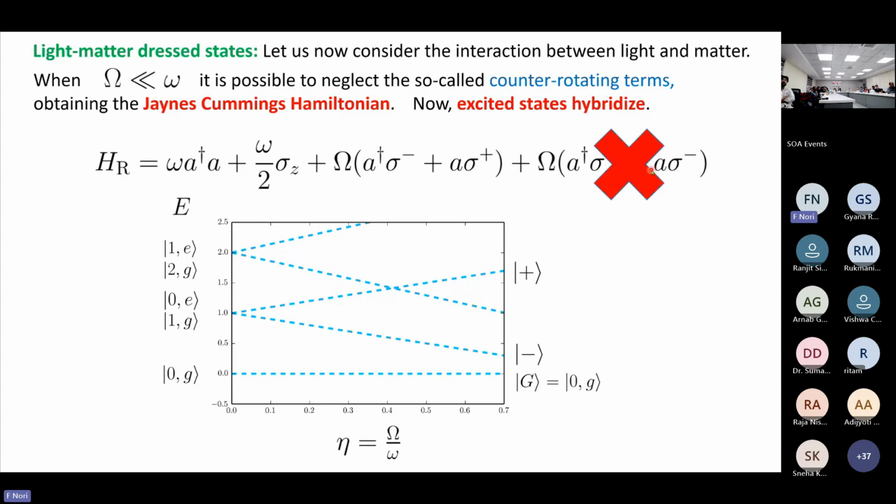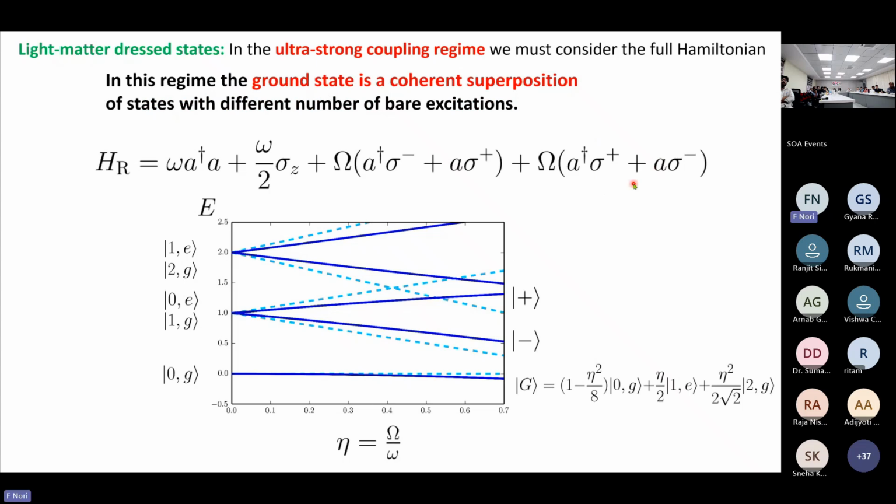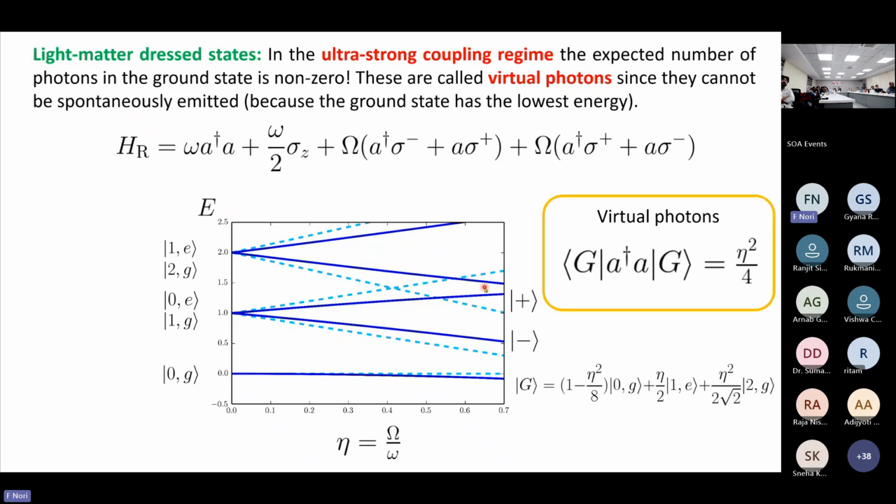When you do this, there is a shift. This is the analog of the Lamb shift that got the Nobel Prize to Lamb years ago. So the ground state actually shifted because it gets dressed also. Essentially, all the states get renormalized with a different number of bare excitations because the ground state is not empty. And then there are virtual photons, so the expected number for the ground state is non-zero. These are called virtual photons because they are dressing the ground state.